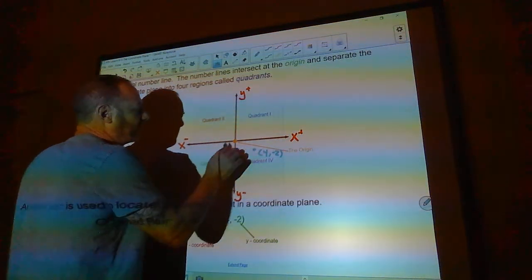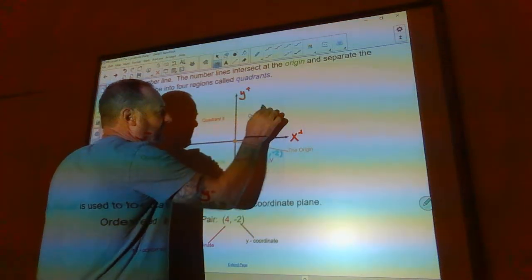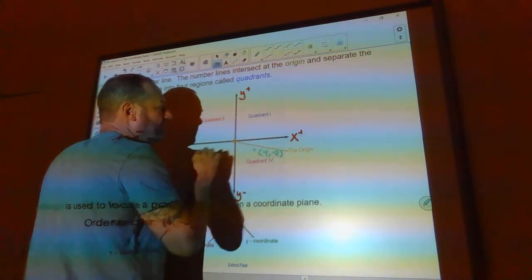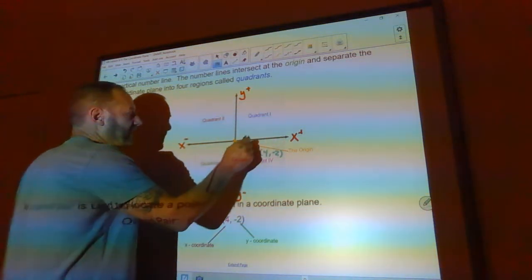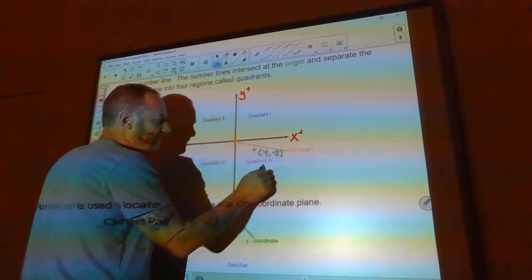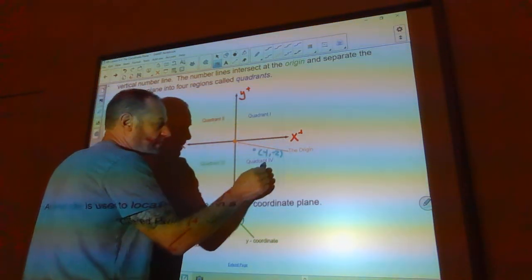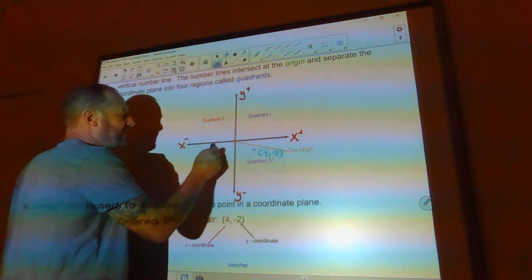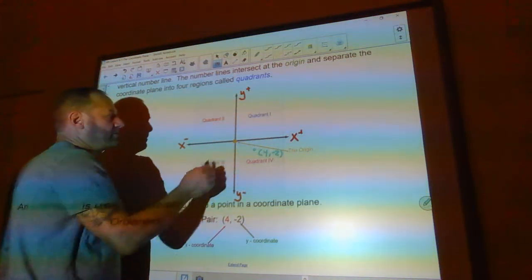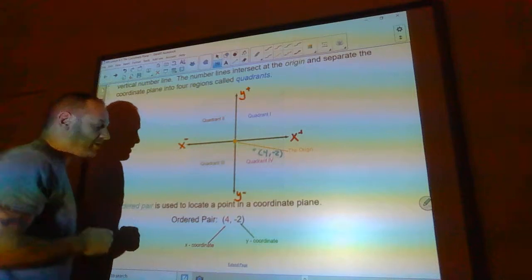Okay, so if I look at these quadrants, if I have a positive and a positive, that puts me in quadrant 1. If I have a positive and then a negative, like this, then I'm in quadrant 4. If I have a negative and a positive, I'm in quadrant 2. And if I have a negative and a negative, I'm in quadrant 3.